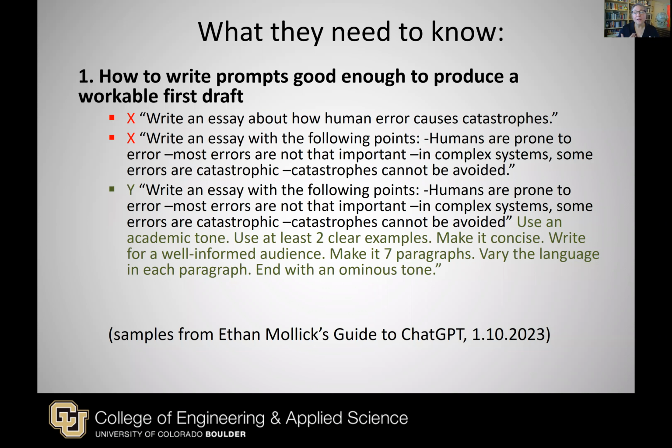So here's my yes, write this kind of prompt. Same thing, write an essay with the following points, and then get more specific. The more specificity they can add, the better. Use an academic tone, use at least 2 clear examples, make it concise, write for a well-informed audience, make it 7 paragraphs, vary the language in each paragraph, end with an ominous tone. Now this begins to get you a draft that you can really work with.